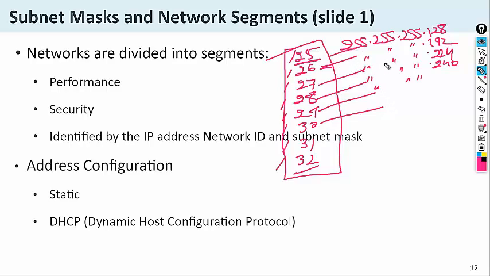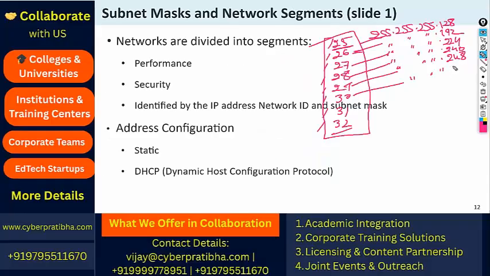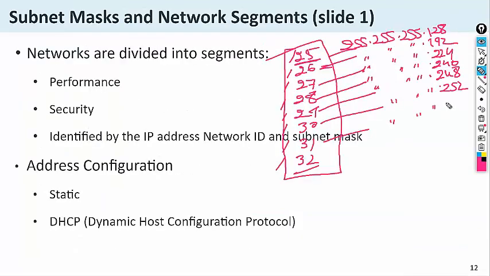/25, /26, /27, /28, and here is 248, and the next one will be 252, and the next one will be 254, and the next one will be 255. So these are the segments. In this there are 2 segments of the network, in this there are 4 segments, and there are multiple segments.